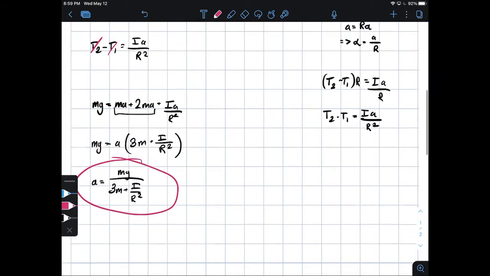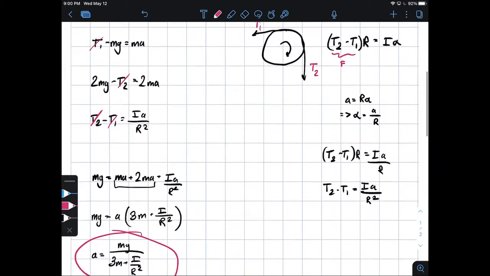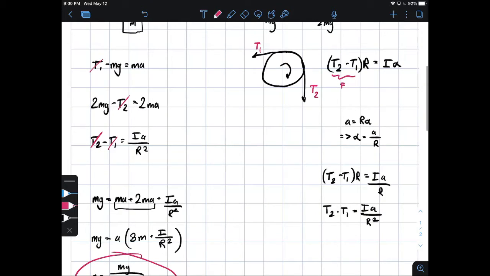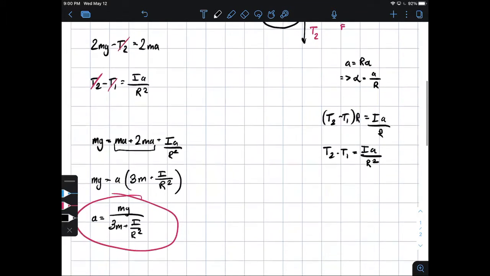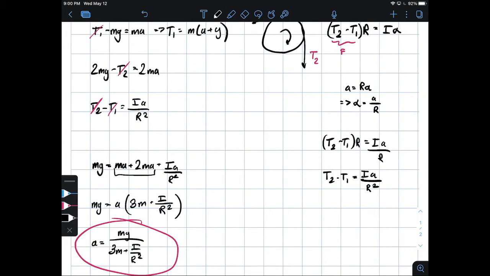Now, if we wanted to solve for a tension, that would be pretty simple. We could rewrite T1 as m times a plus g, and then we'll plug in a, and then we're in terms of the constants that we abide by. Same thing for T2, a little bit different, but I'll just write it down. T2 equals 2m times g minus a. Again, a little bit different, but same idea.